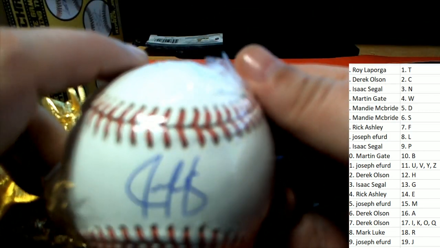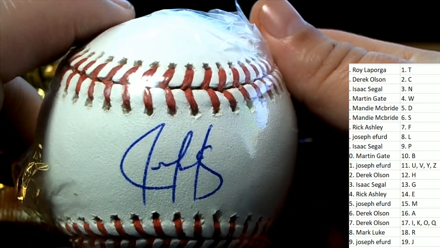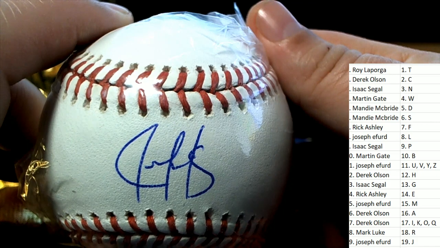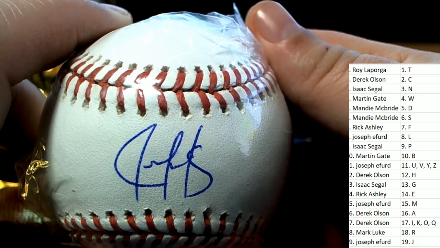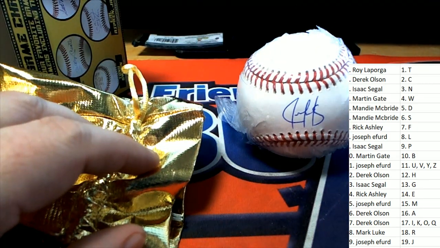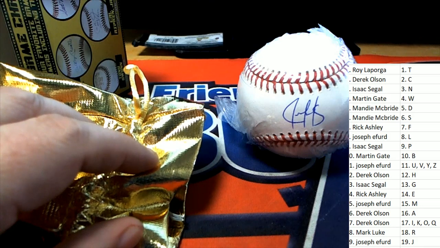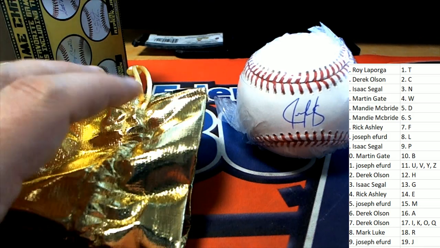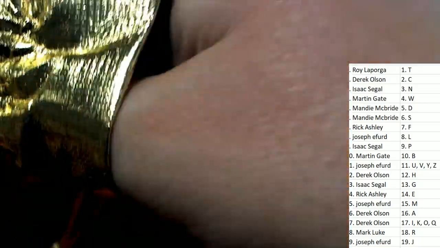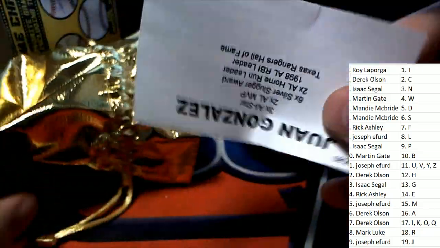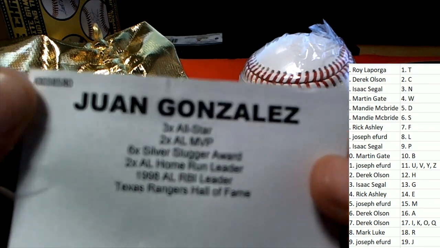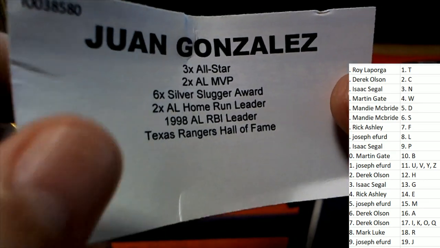Whose autograph is this? That's a tough one there. I do not recognize that one. Whose autograph is that? It's a Juan Gonzalez. Oh, my. Juan Gonzalez. Oh, would you look at that?